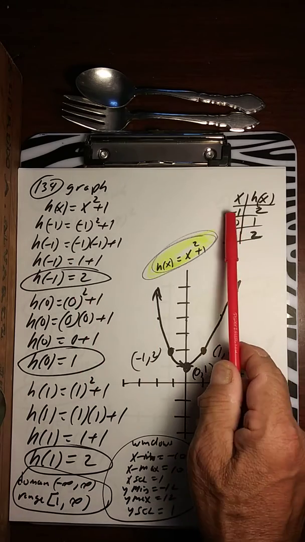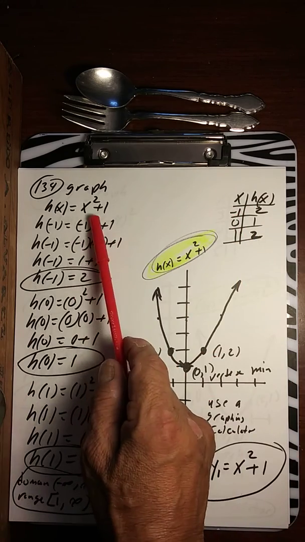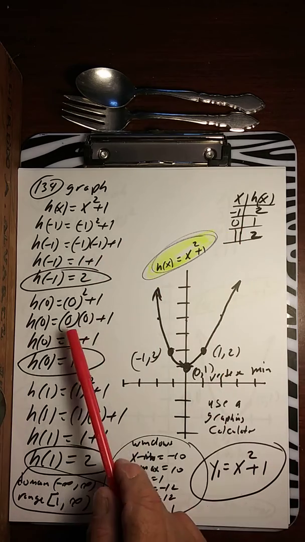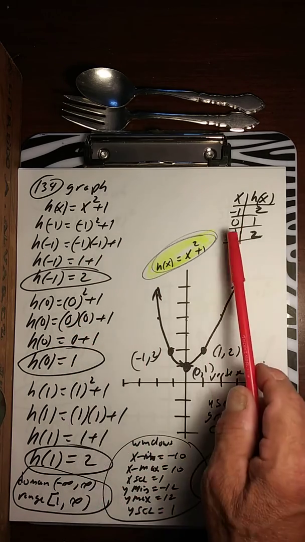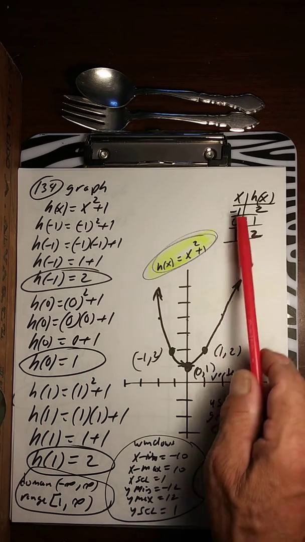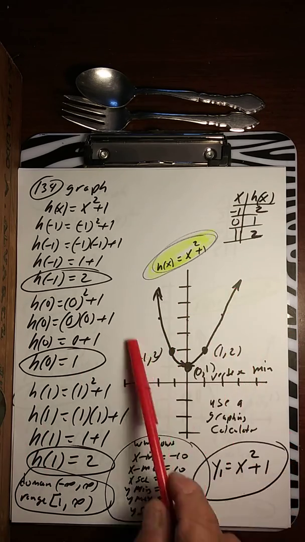Graph this. So one way, put some points in there. Negative 1 in there. Negative 1 squared is 1. 1 and 1 is 2. 0. 0 squared is 0, and 0 and 1 is 1. 1. 1 times 1 is 1. 1 and 1 is 2. So now we have points. Put the points in there and then draw it.